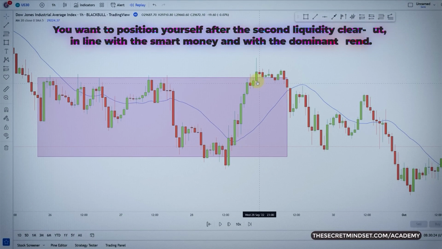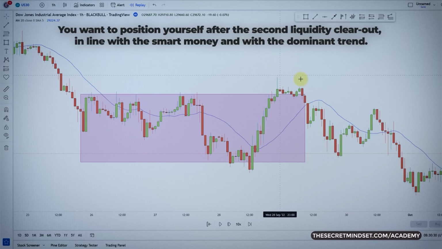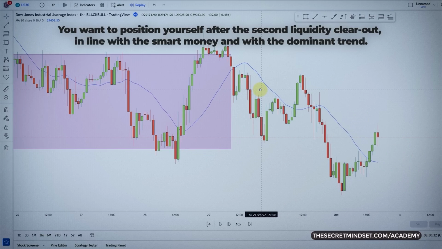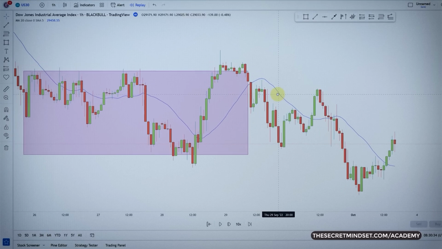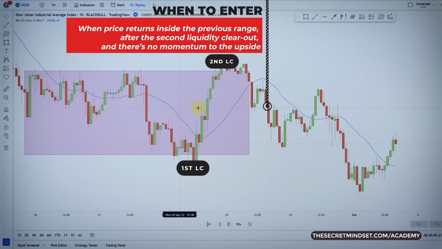You want to position yourself after the second liquidity clear out, in line with the smart money and with the dominant trend. I can't give you an exact entry, but price action is again your best friend. When price returns inside the previous range after the second liquidity clear out and there's no momentum to the upside, you have to find some sort of signal to enter.